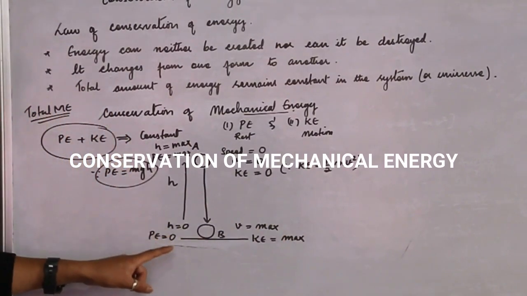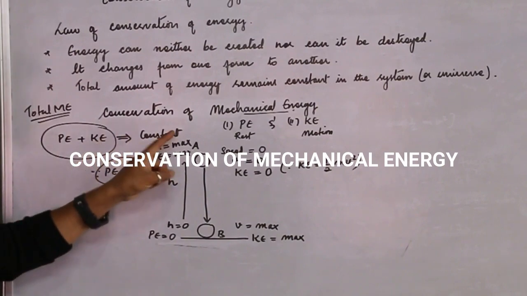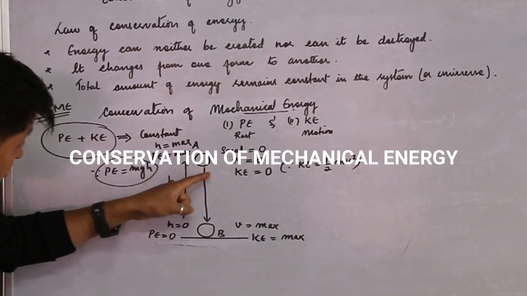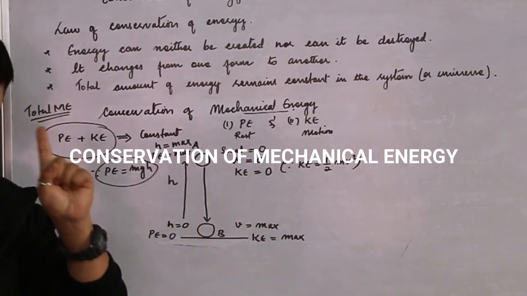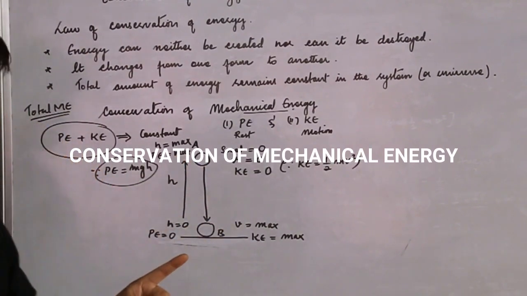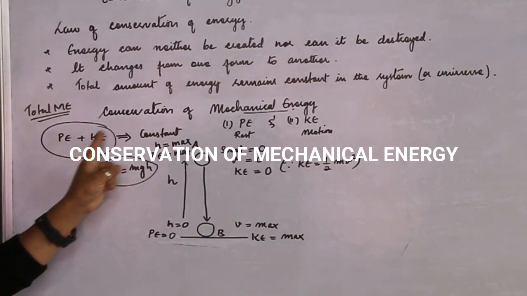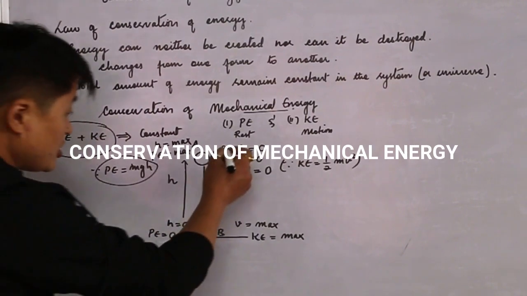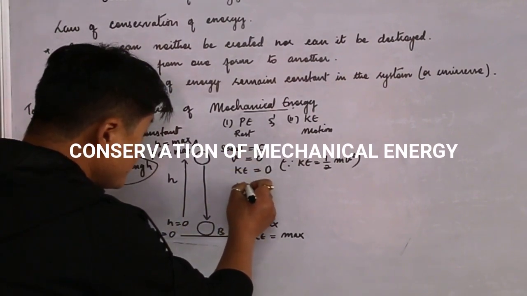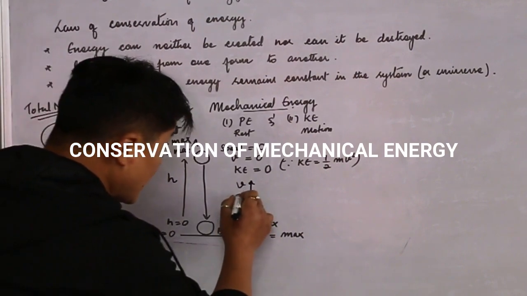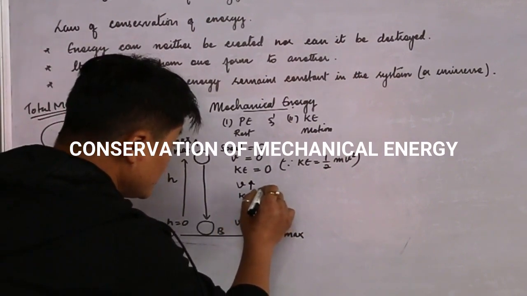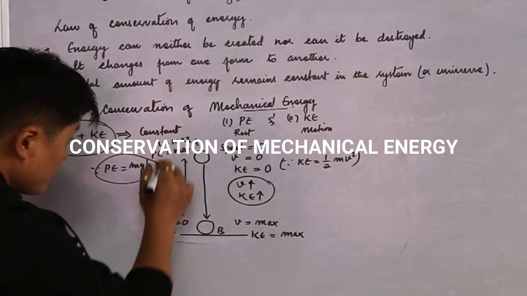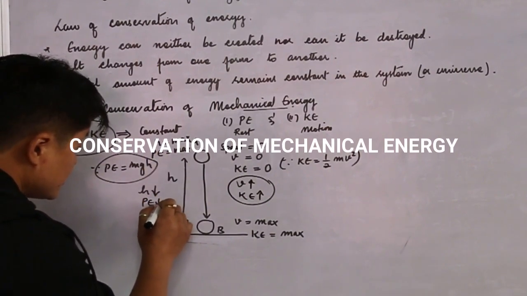So here also, the sum of potential energy and kinetic energy is constant at every position. At every point, if you find, the total mechanical energy will be the same. That means the sum of potential energy and kinetic energy will be equal. So what we have observed here: when the velocity of the body increases, kinetic energy will also increase. And when the height decreases, potential energy decreases.